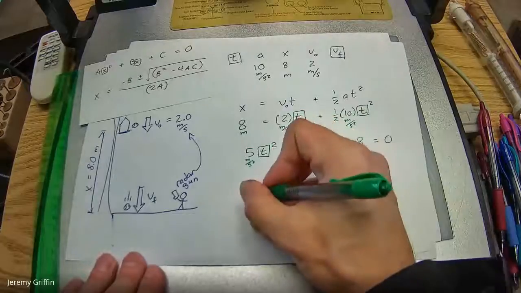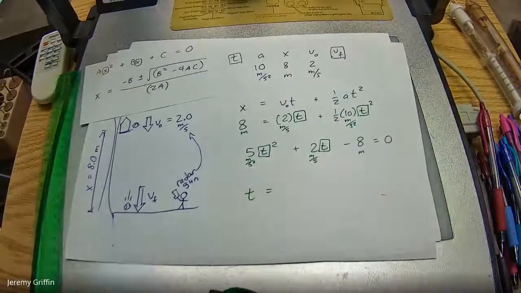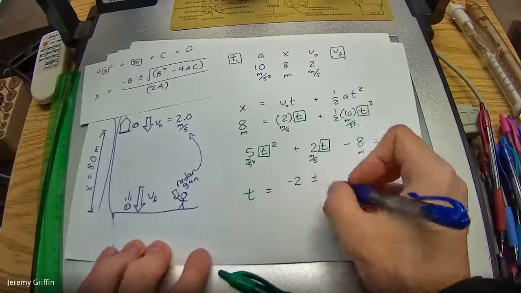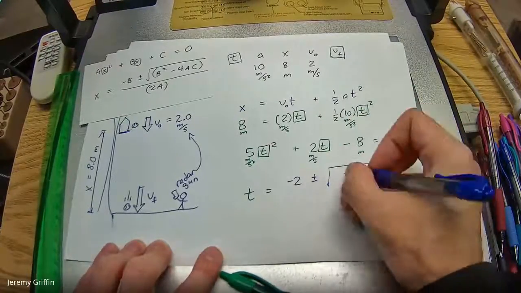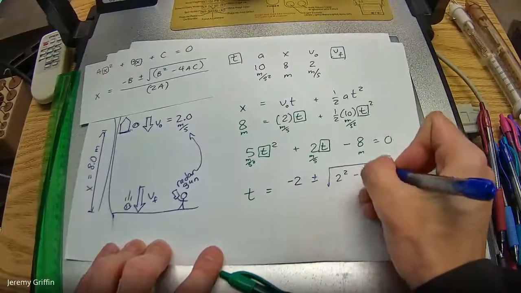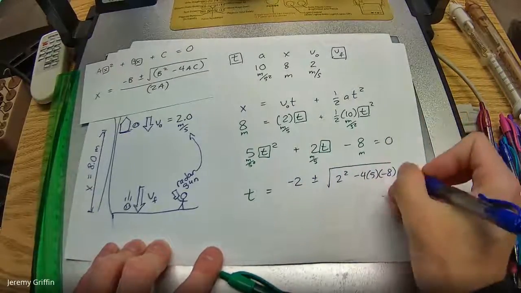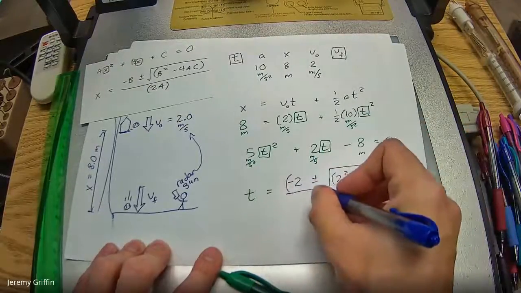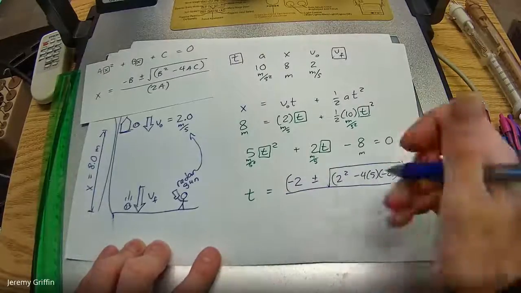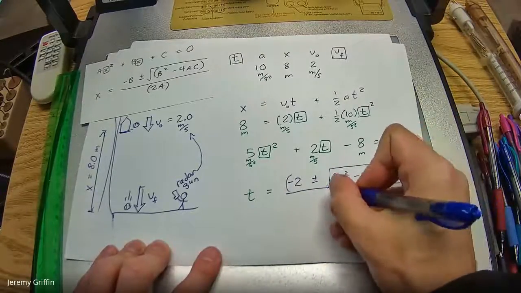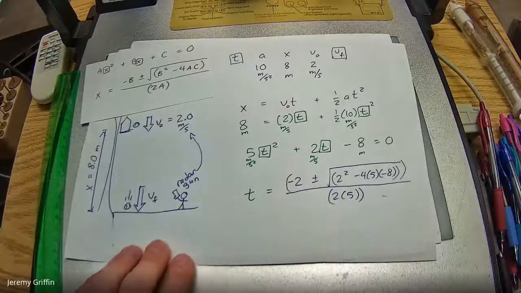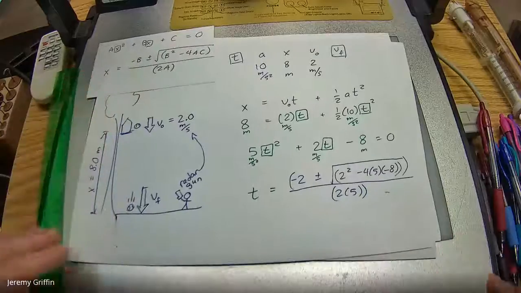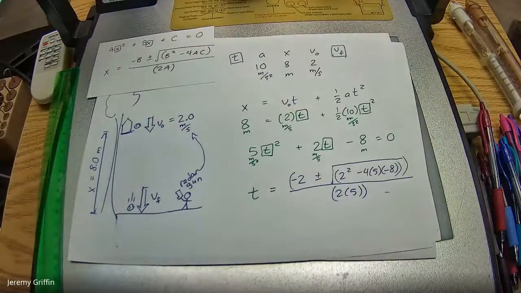I can say then that t equals negative b, so that's negative 2. I'm going to leave the unit off just to save a little bit of ink here. Plus or minus the square root of b squared minus 4ac. Careful, there's a bunch of negatives floating around, so be careful with your arithmetic. Divide by 2a. Now notice there's a plus or minus, which means it could give us two different answers. Which one do you think is going to be the correct answer, the plus one or the minus one?